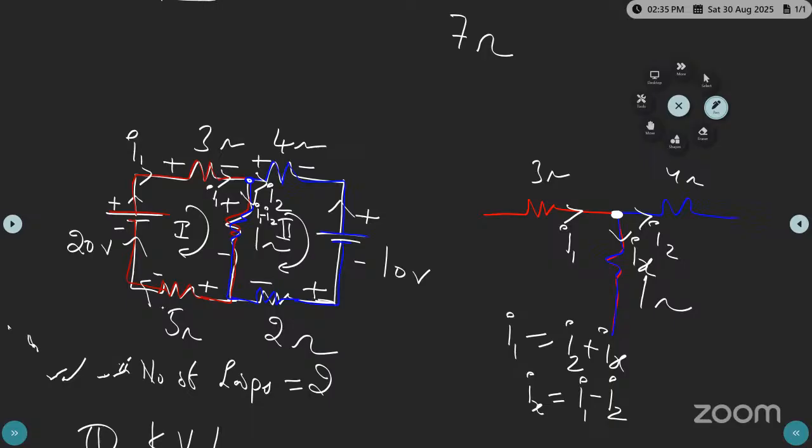Which can be identified by applying KCL at the node.